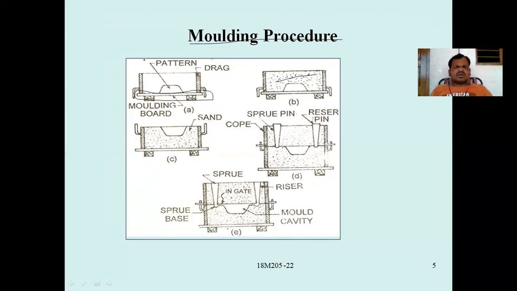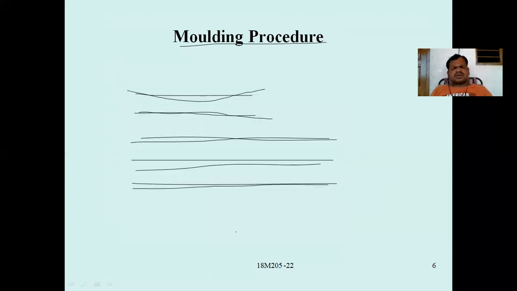The molten system is getting solidified. When it is solidified, it is converted into the finished product. After the solidification is complete, you can remove it and break up the mold cavity.